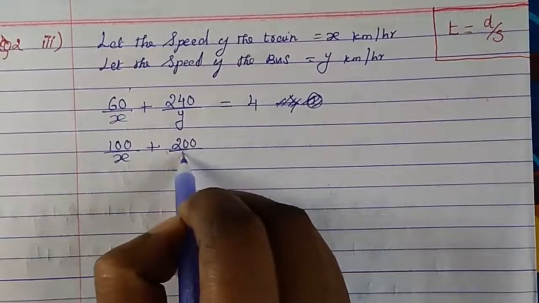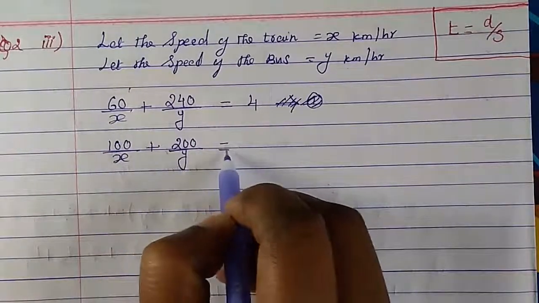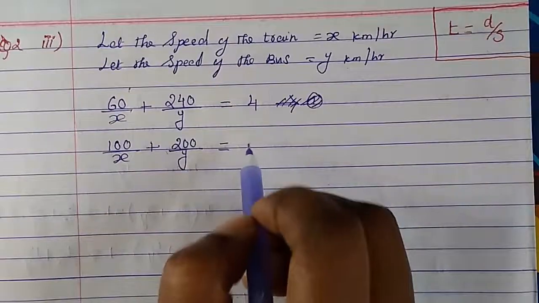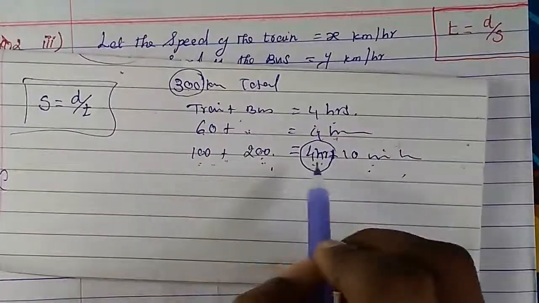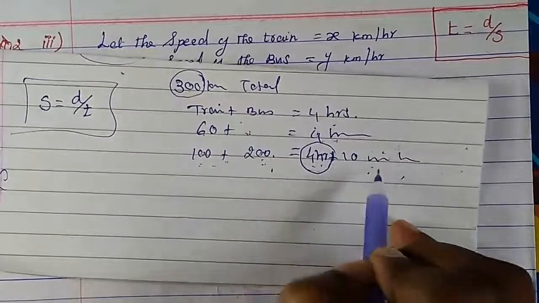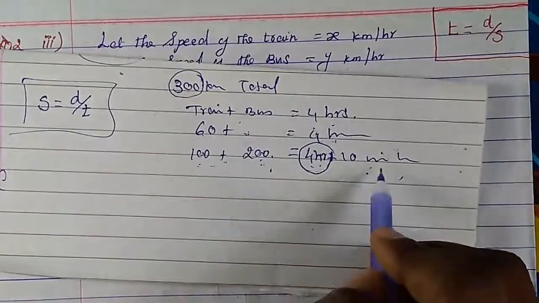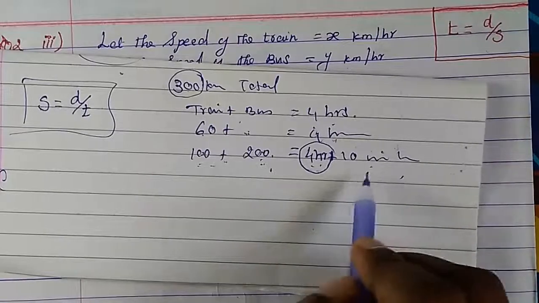So the remaining 200 is by bus. So how many hours does she take? 4 hours plus 10 minutes. I told you, she takes 10 minutes longer. When she takes 4 hours, along with that she takes 10 minutes longer. So hours and 10 minutes we cannot put together.